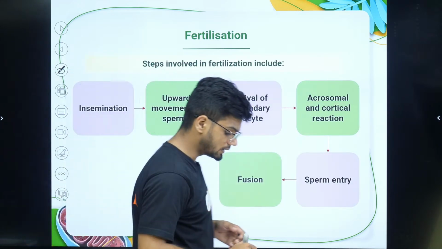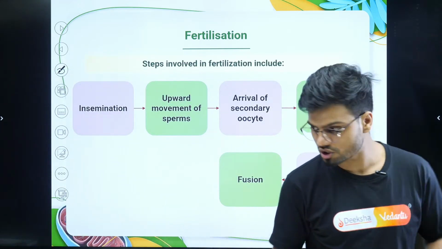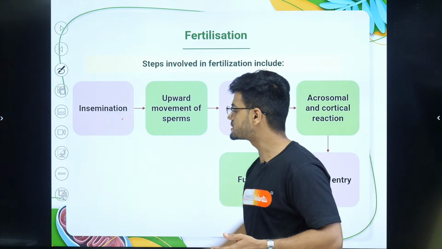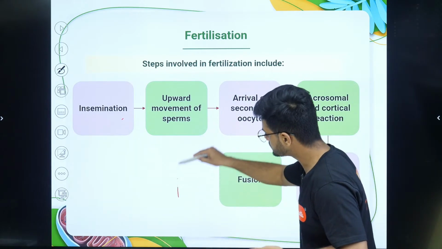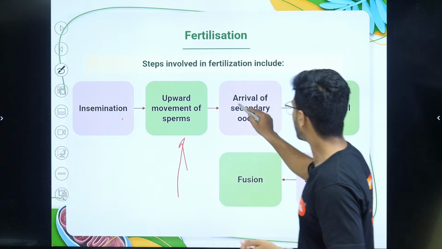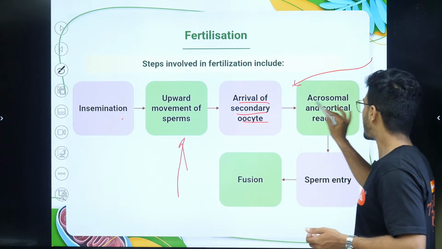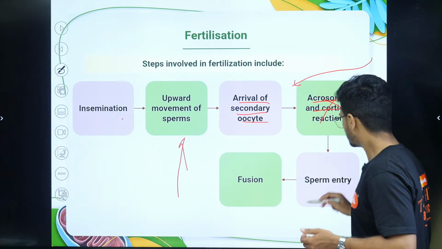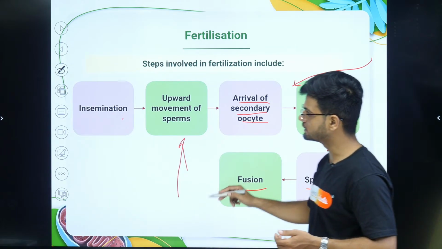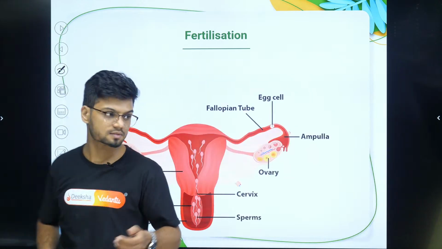Steps involved in fertilization: insemination, which is the release of sperm, the upward movement of the sperm along the uterus, the arrival of the secondary oocyte, which travels up the fallopian tube. Acrosomal activity is not needed for you. Then sperm entry, and finally the fusion takes place.